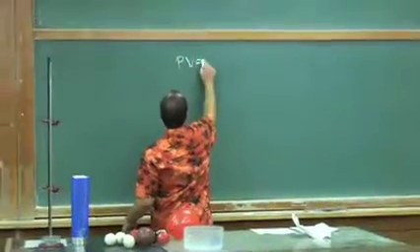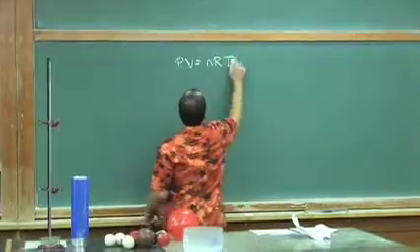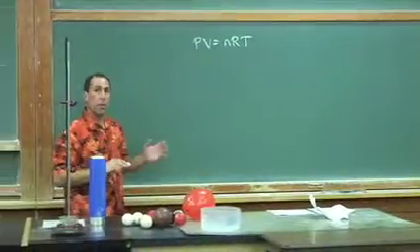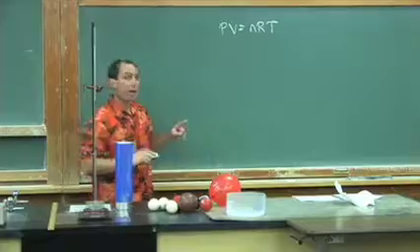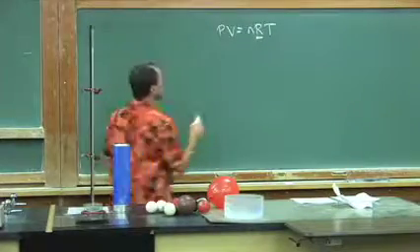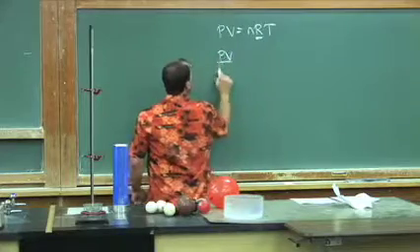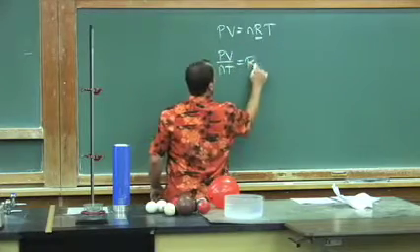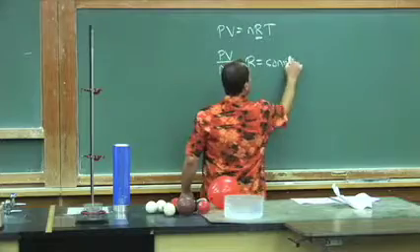Many of you have seen a relationship like this before where you take PV equals nRT and move everything to one side except for a constant. In our case, the constant is R. So if I divide both sides by nT, I'll have PV over nT is equal to R, which is a constant.